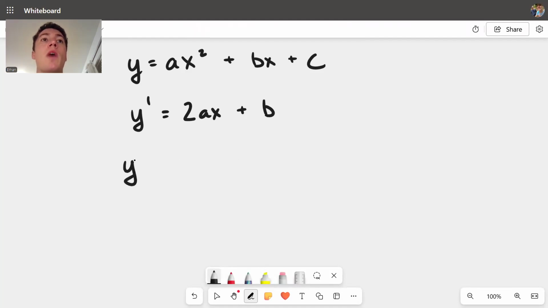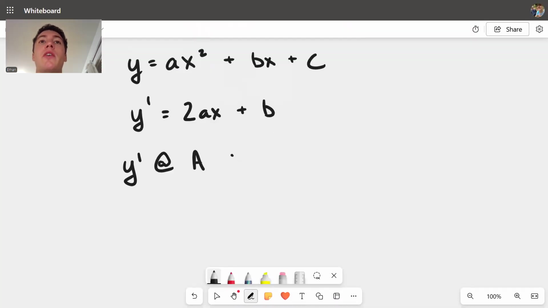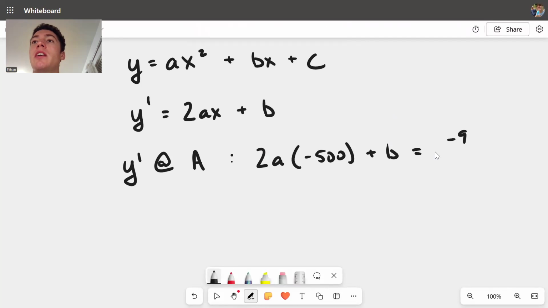And if I'm talking about y prime at A, then I'm talking about the derivative evaluated at A. It's kind of my own shorthand. It's not really how you would normally write it. Well, that would be 2a times our x value at A, plus b. And we know that the slope at that point is a 9% grade and it's a negative slope. So we have a slope of -9/100.